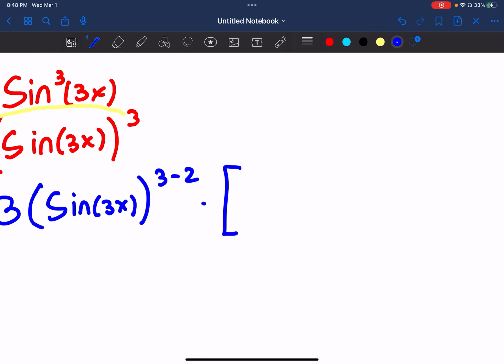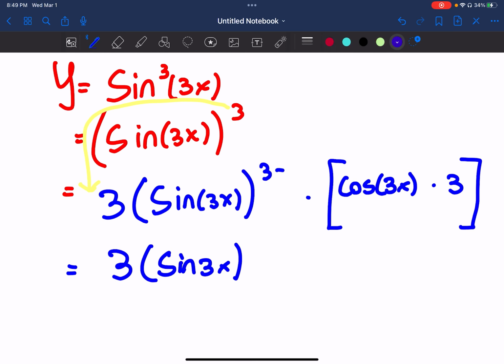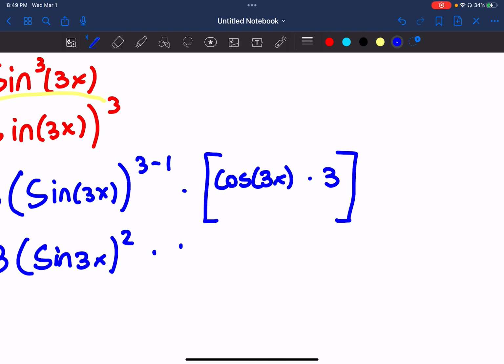But this is another chain rule problem, so it gets a little bit more complex. So the derivative of sine is cos, so it's going to be cos of 3x times the derivative of the parameter, which is 3. The parameter itself is 3x. So it's going to be equal to 3 sine 3x, sorry, this is 3 minus 1, because it should be 2, yeah, it should be squared, times 3 cos 3x.